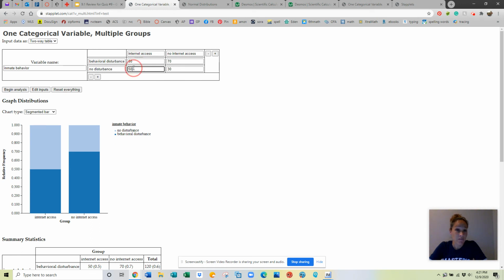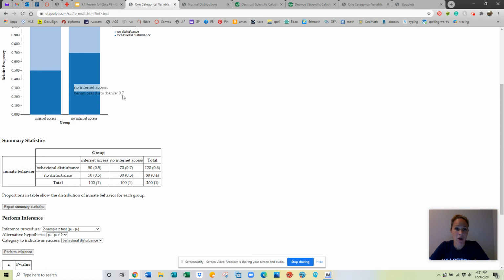We put in the number of failures because we knew it was 100. Then we had 50 remaining. And then we do the same thing with the group who received no internet access. We had 70 there, and then we would have 30 there because again, it needs to total to 100. So then you can hit begin analysis.